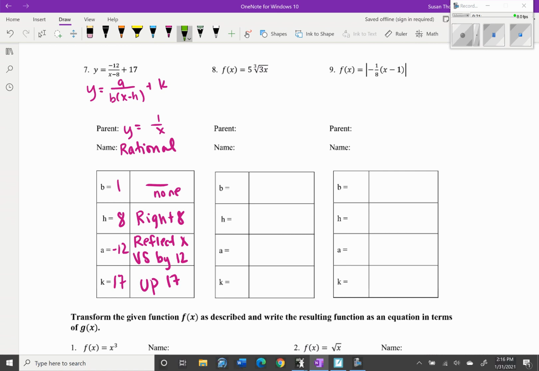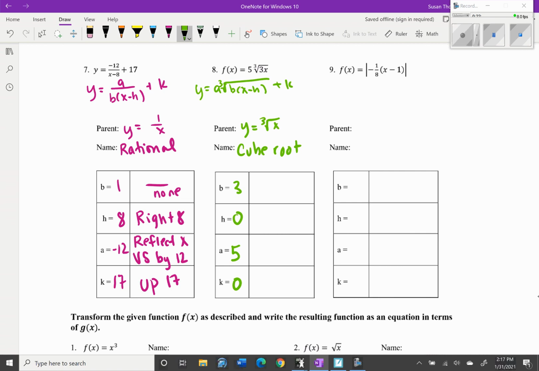For the next one, we have the parent graph, which is y equals the cube root of x. So this is a cube root for the name. So the general equation is y equals a times the cube root of b times x minus h, plus k on the outside. So in this case, your b value is 3. h is not there, so it's 0. a would be 5, and k would be 0 as well because we're not adding anything on the outside.